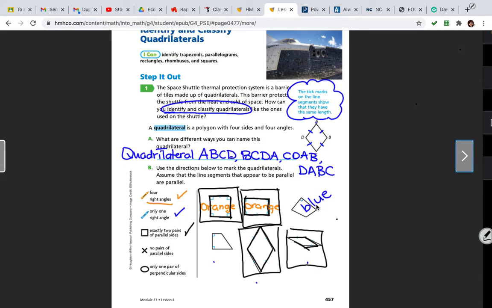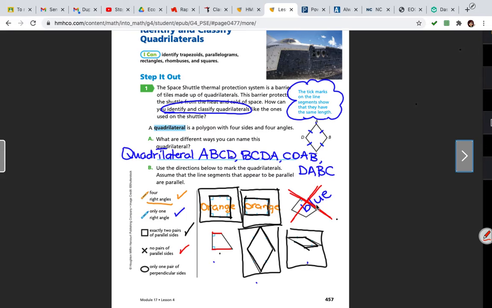All right, if it has no pairs of parallel sides? Well, this shape right here, so that's a trapezoid. It does have one set of parallel sides. This top and this bottom are parallel, so it has at least one. So I would say the one in blue. Put an X through it. It has no parallel sides.